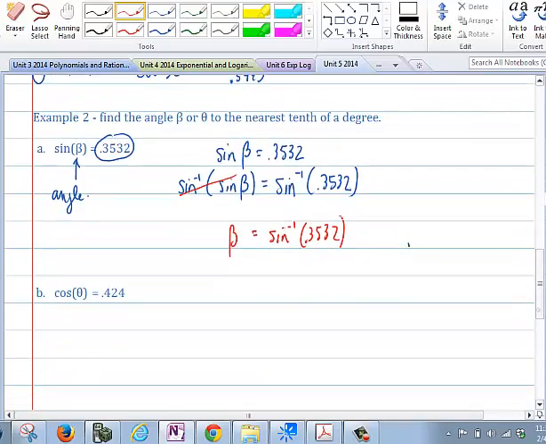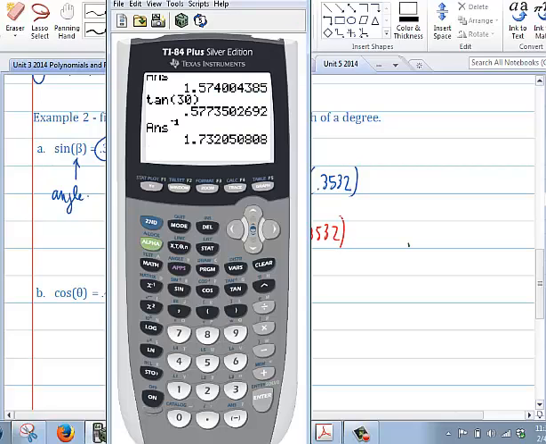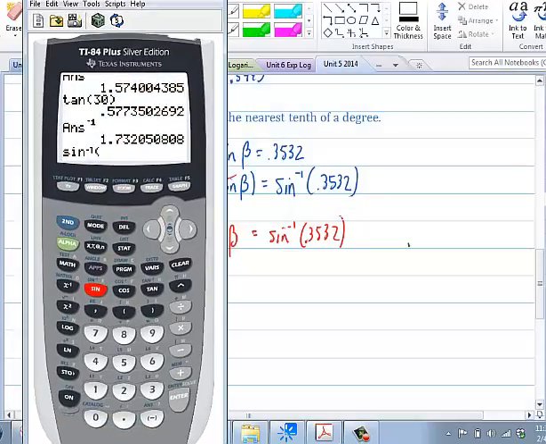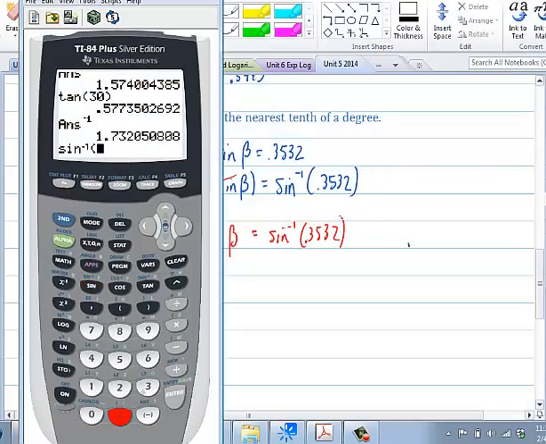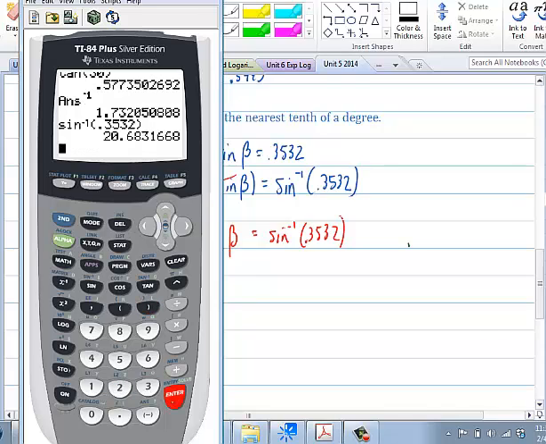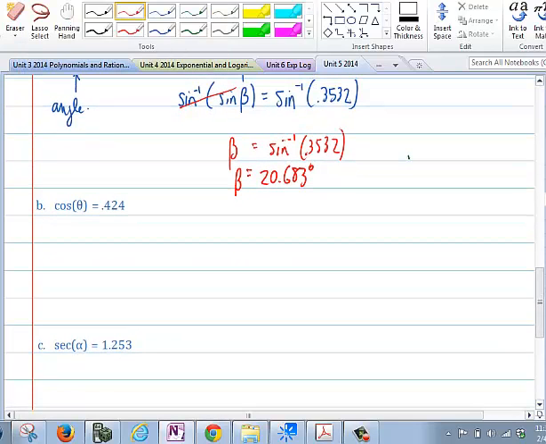So I'm going to go on my calculator and hit the second function key, inverse sine, and enter 0.3532. And when I put that into the inverse button, it will come back and give me an angle value. So the angle beta is equal to 20.683 degrees. So moving along, we'll look at how to find the angle theta for cosine.